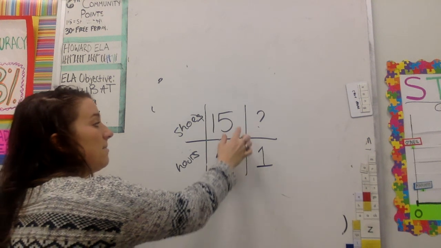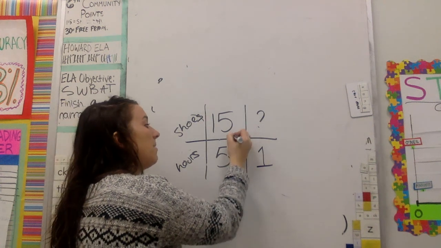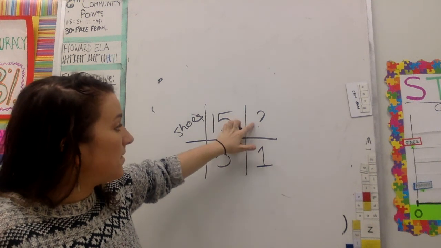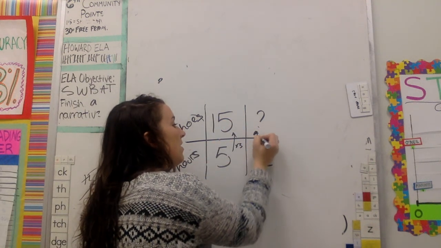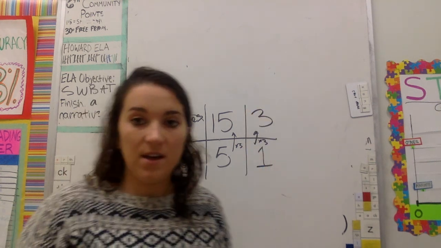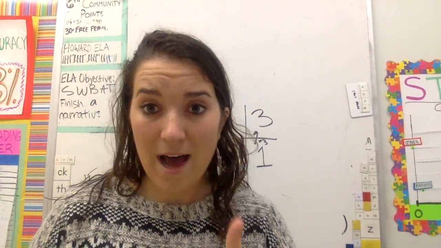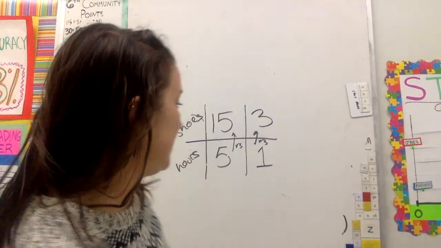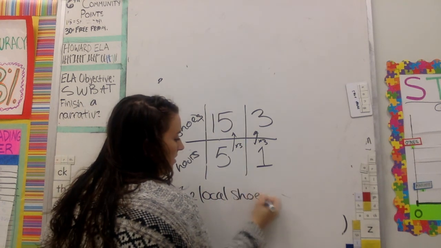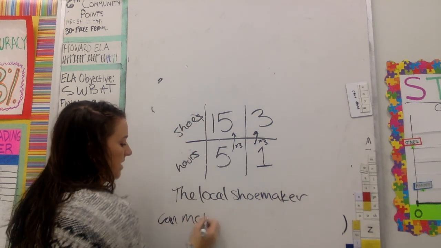I can see by looking at them that 15 is 3 times 5. So when I go up to 15, I'm multiplying by 3. So the relationship between 1 and this number up here needs to be 3 times 1 as well. So this number becomes 3. The number of shoes that he can make in 1 hour is 3 shoes. And then you'll write a sentence: The local shoemaker can make 3 shoes in 1 hour.